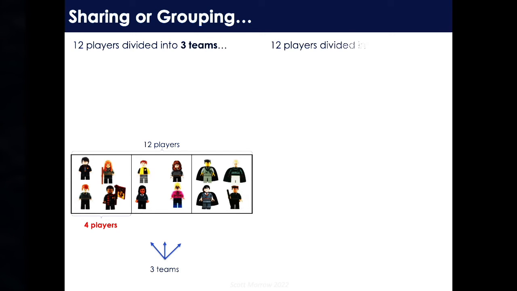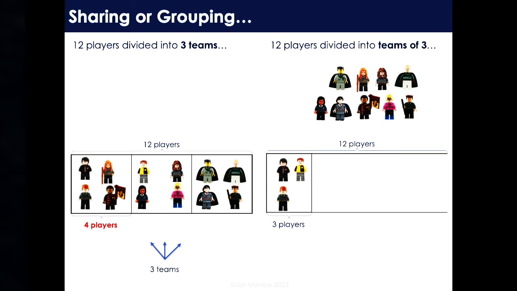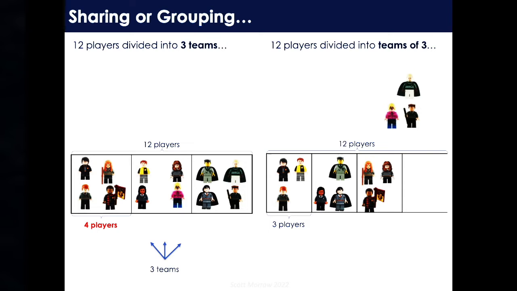Let's now consider the same 12 players, but this time we want to split them into teams of 3. We can draw the bar again to represent the whole amount, but this time we don't know how many parts to split it into because we don't know the number of teams. In order to solve this problem, students will naturally group. Let's make a group of 3, then another, and another until all the players have been put into a team.